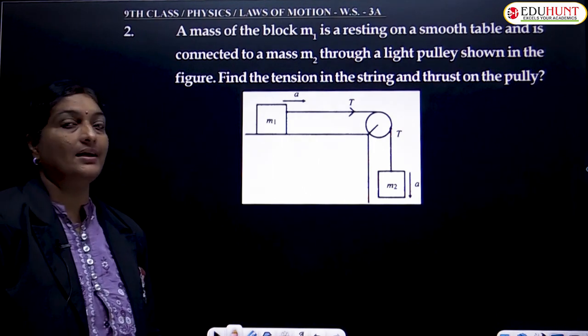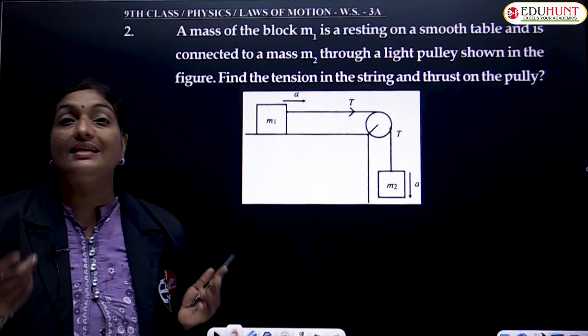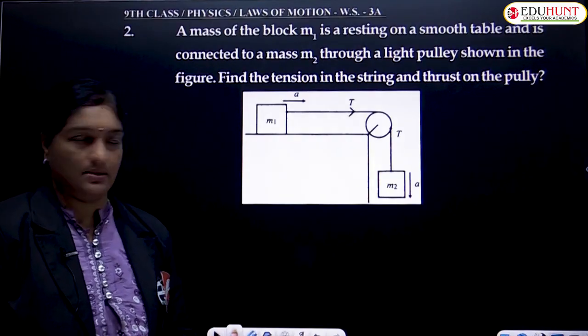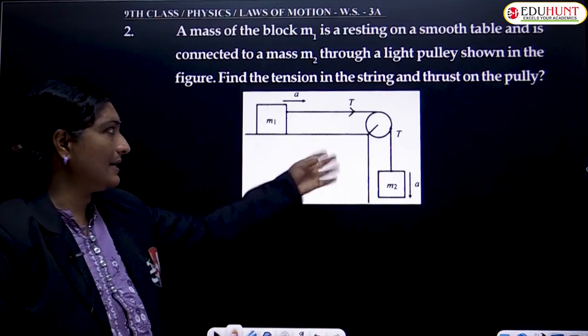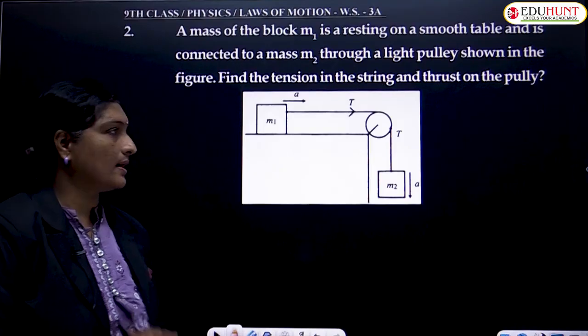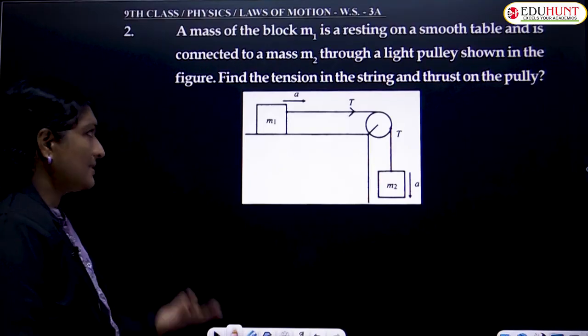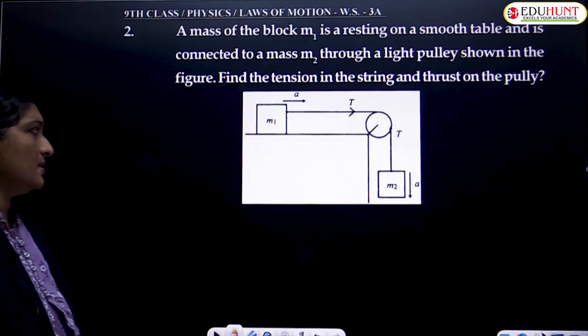Thrust is again a new concept for us. Thrust is nothing but the total net or resultant force acting on the system. That is, the resultant tension acting on the pulley itself is called the thrust. Well, let us calculate the thrust later on. First of all, let us find the value of the tension in the string.